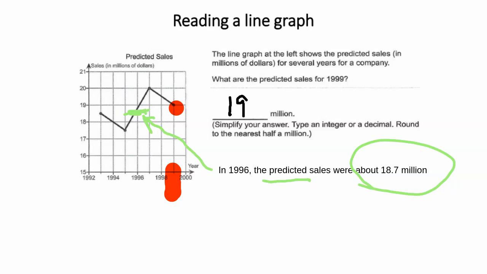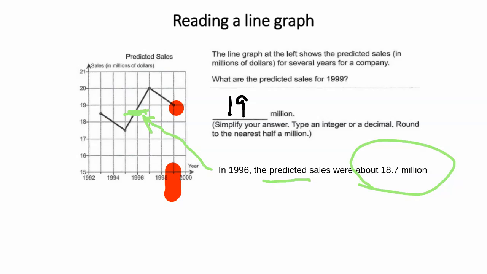Make your best guess because reading a graph is not as easy as you may think if it doesn't fall very nicely, like the question said. That red dot is exactly on 19. I know that that's 19. But the green, not so good.